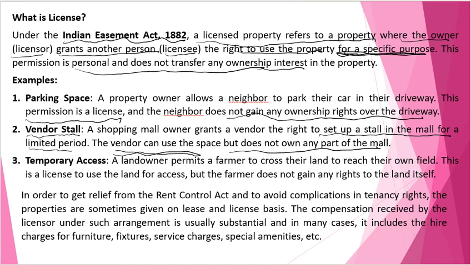Another type of license is temporary access. A landowner permits a farmer to cross their land to reach their own field. This is a license to use the land for access, but the farmer does not gain any right to the land itself. So this is what the license is.